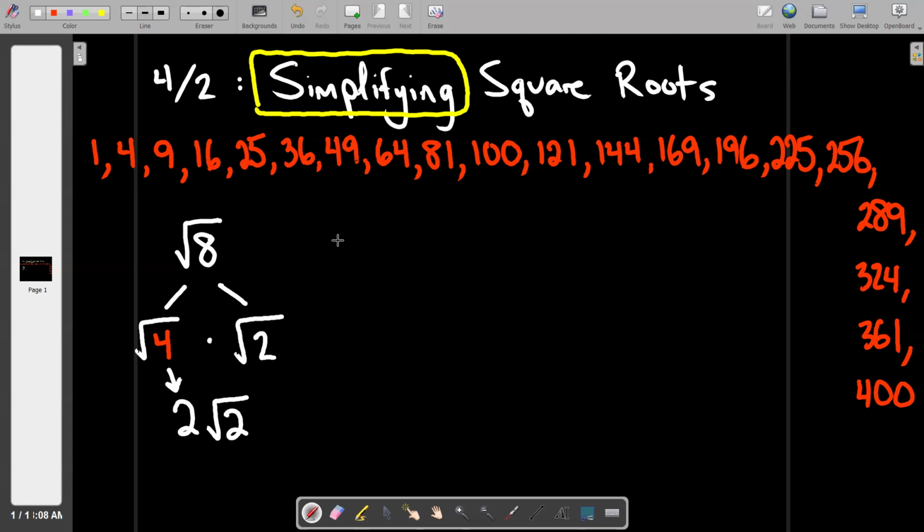Let's practice again. I'm going to show you, by the way, another way to do that. This is the tree method. The other way to do it is the sideways method. And that's where you just make a square root sign, but you make it a little bit bigger.